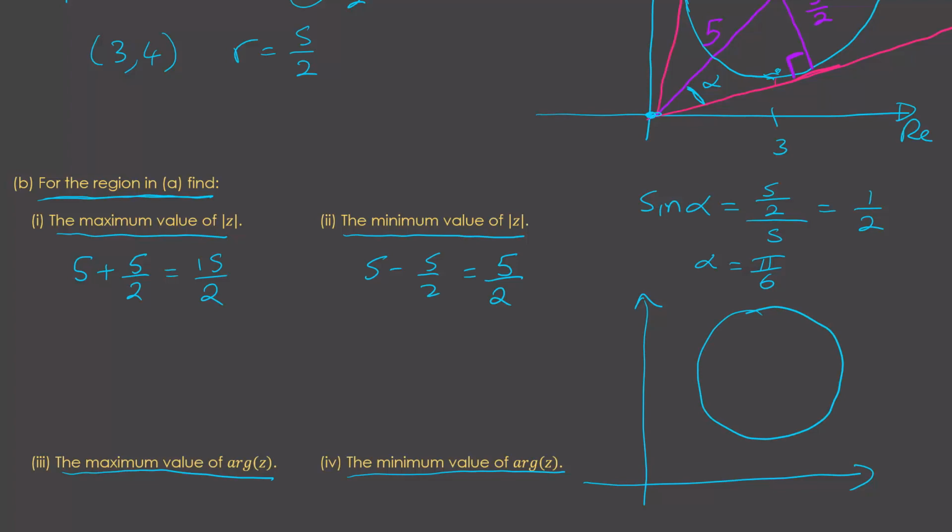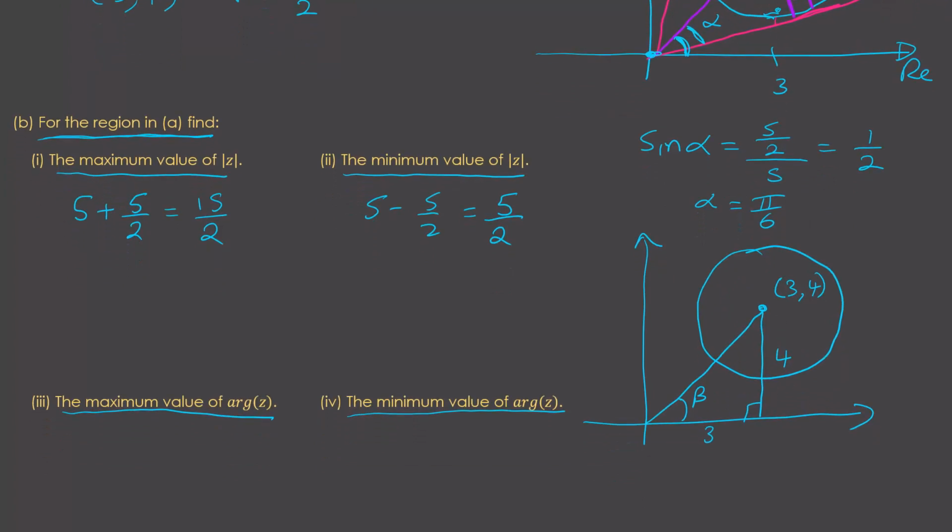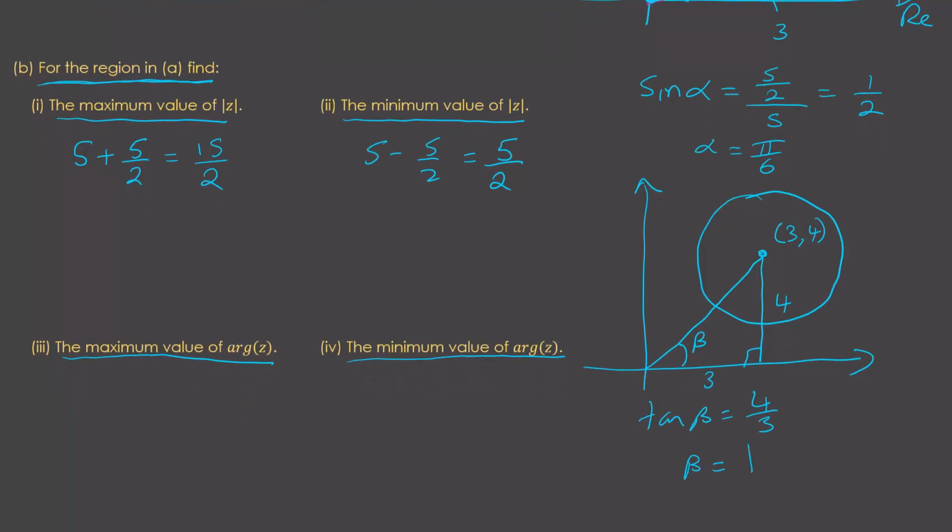So here's the circle. And we know the center there is at 3, 4. So if we form this triangle, this is 4, this is 3. And if I call this angle here beta, and on this diagram that would be the whole angle from the axis to that line, then we can see that tan beta is equal to 4 over 3, and therefore beta is the inverse tangent of 4 over 3.